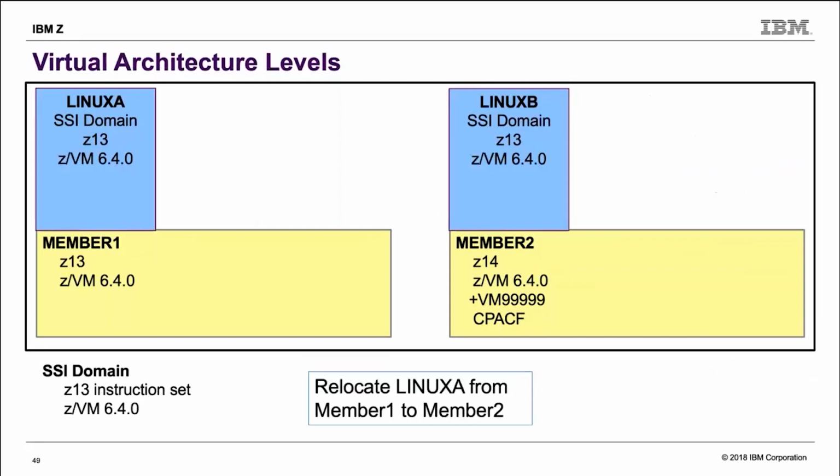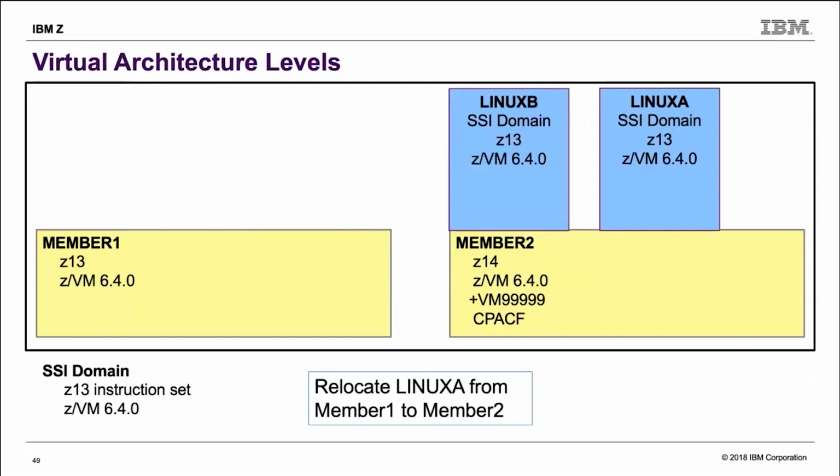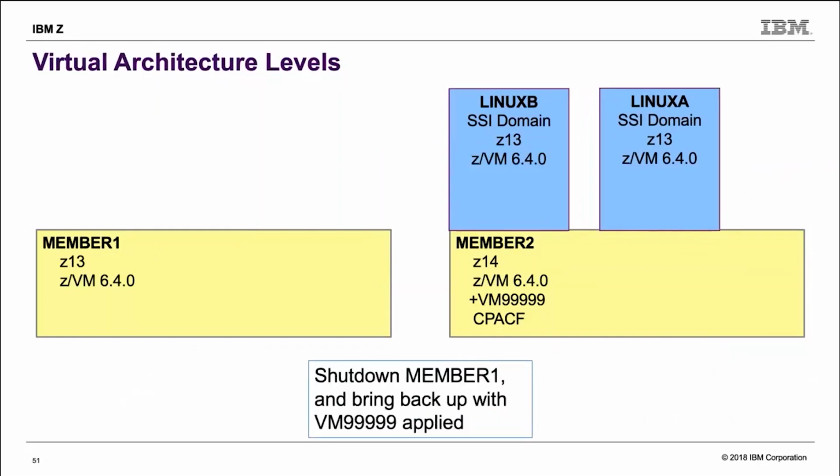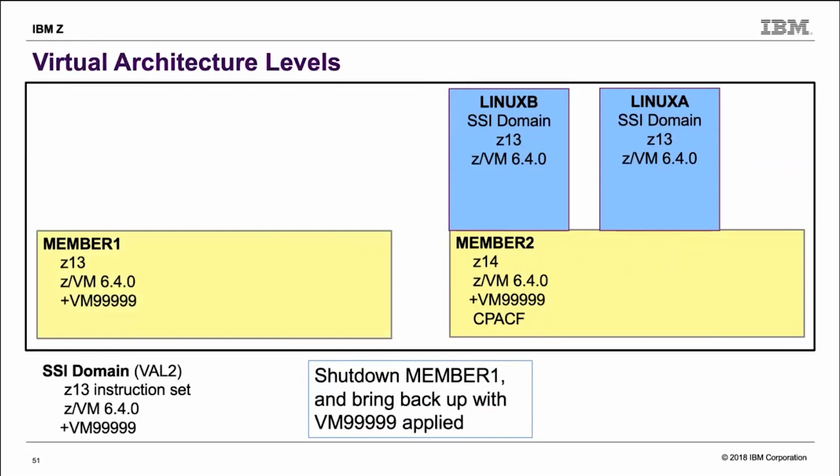Now, we're doing our common relocation scenario, applying some service to member 1 to upgrade the overall capability of our cluster. So we can start by moving Linux guest A off of member 1, and then we can shut down member 1, and then bring it back with the upgraded support, that fictitious VM APAR. At this point, the SSI domain capability changes. Now the maximal common subset includes that fictitious APAR. So this is a whole new virtual architecture level that comes into play. Linux B and Linux A are still on the old level because we haven't restarted those machines, right?